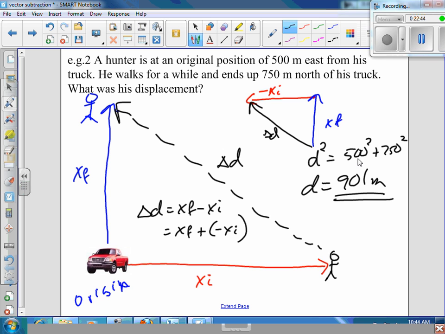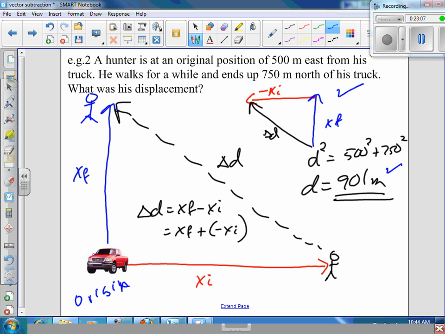Now, could I have not just written 500 squared plus 750 squared based on this triangle here? Absolutely I could have. Would it have shown me that you understand vector subtraction? No. So, you get 1 mark for that diagram, because that tells me, Mr. Bennett, I get vector subtraction. This tells me that you get how to do Pythagoras.